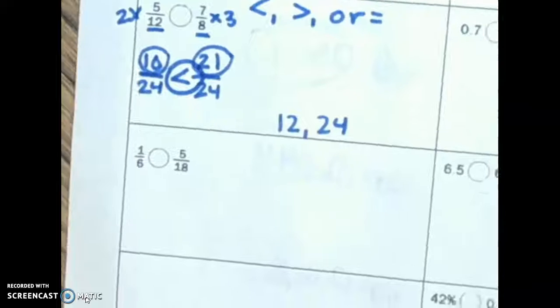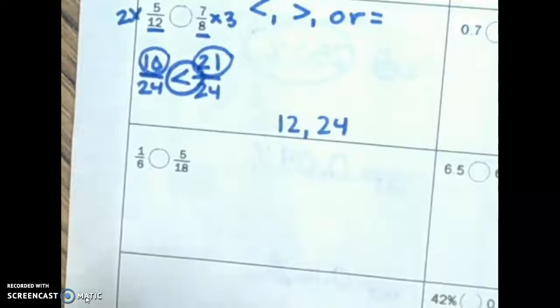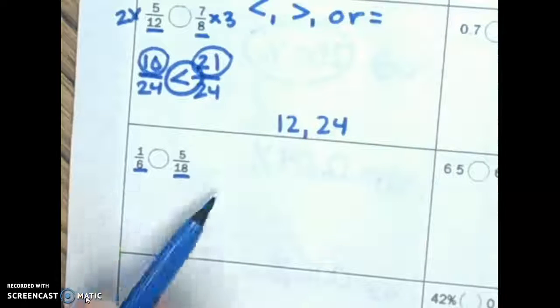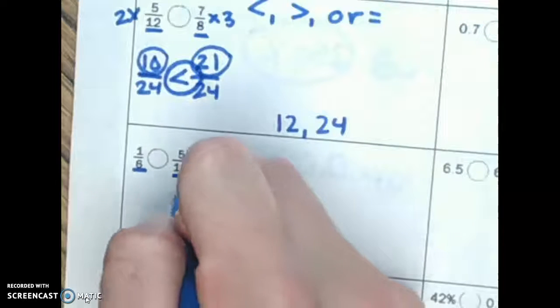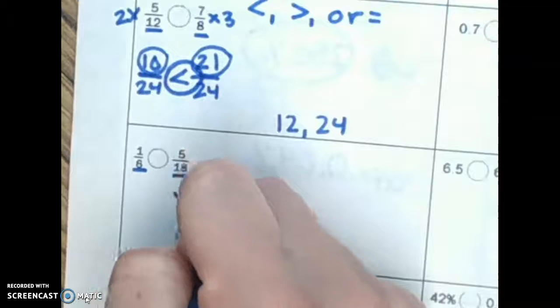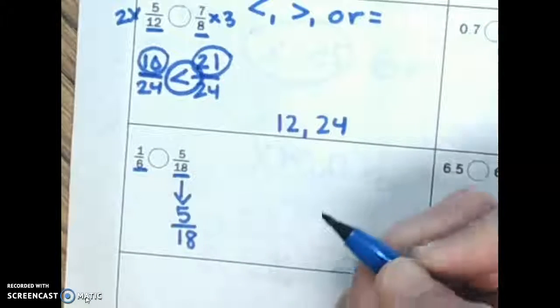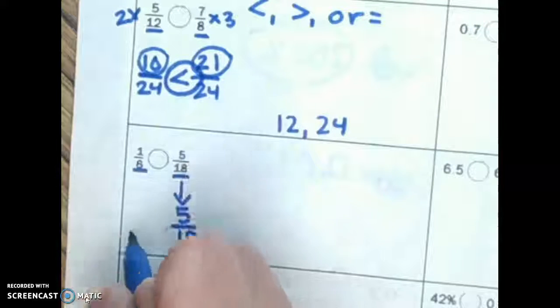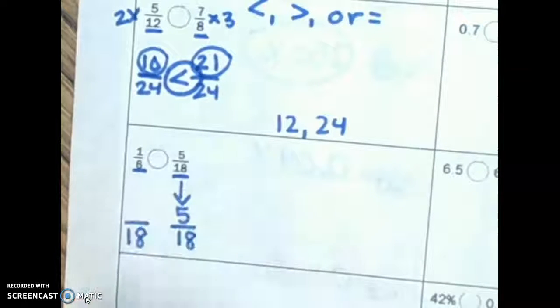Okay, let's go down here. We have 1/6 and 5/18. We're going to look at the denominator, and I know that I can turn 6 into 18. If you don't know that, you need to be studying your multiplication facts. So I'm going to drop this one down, and I know that 6 can turn into 18, so I need to figure out what I need to multiply it by.